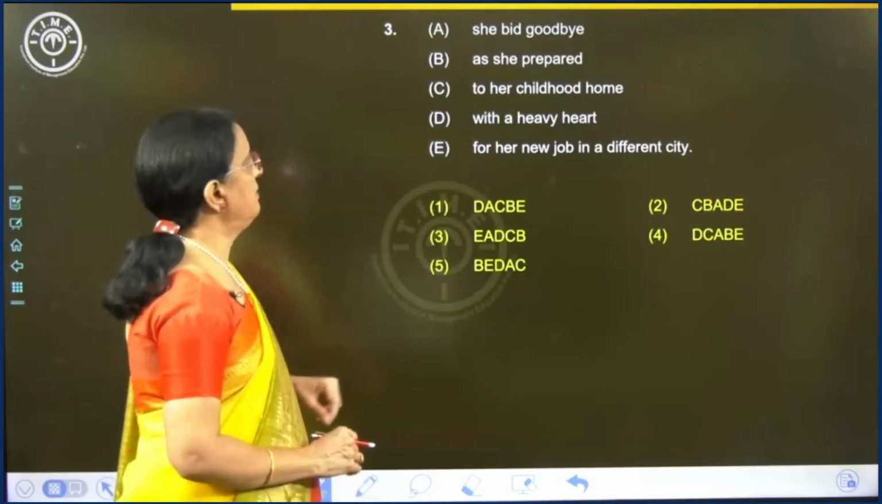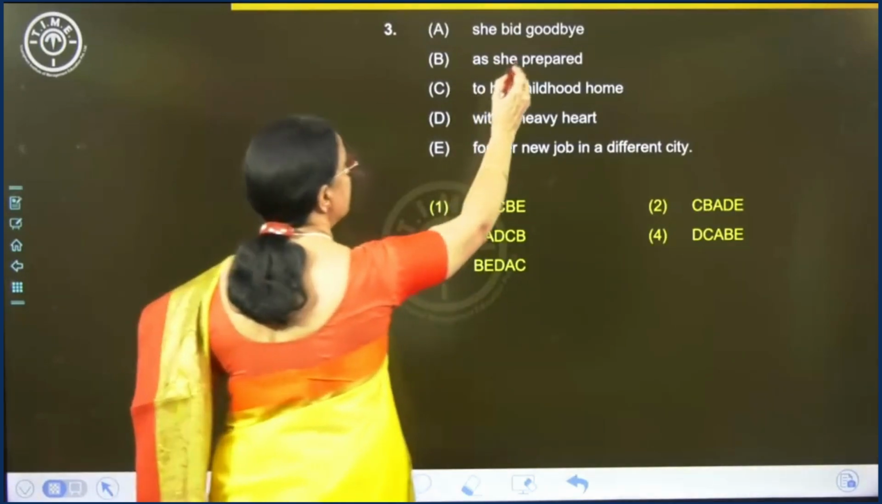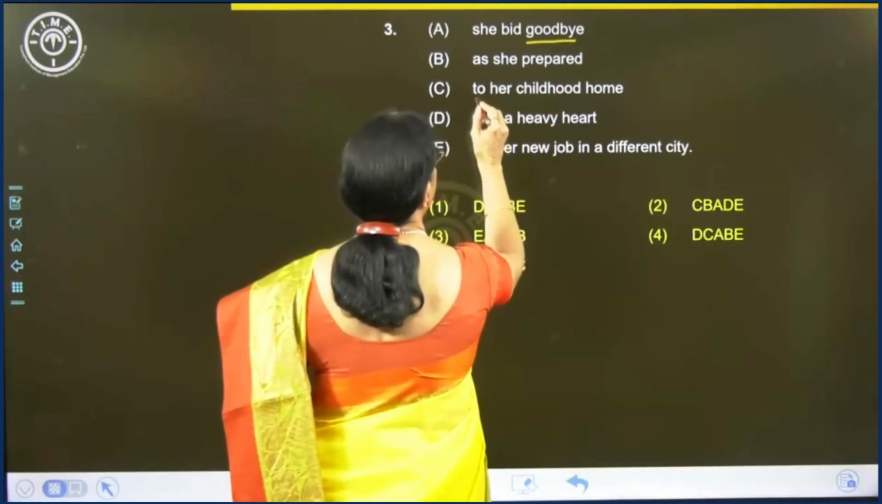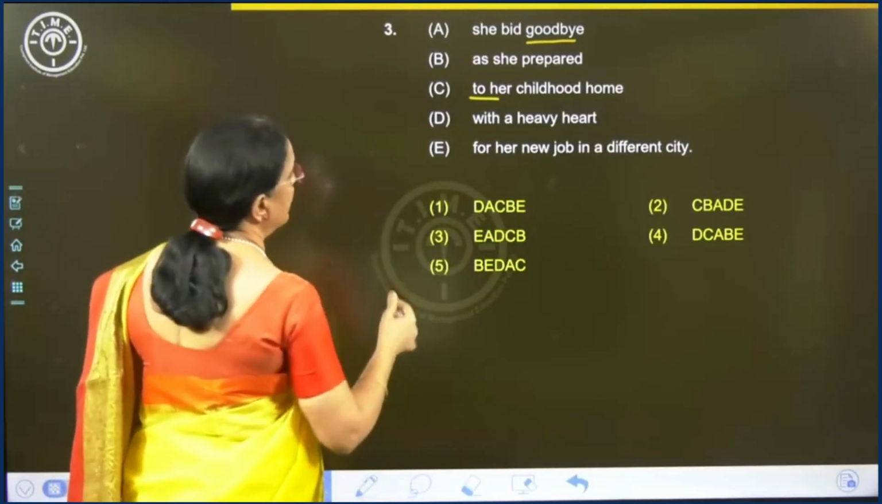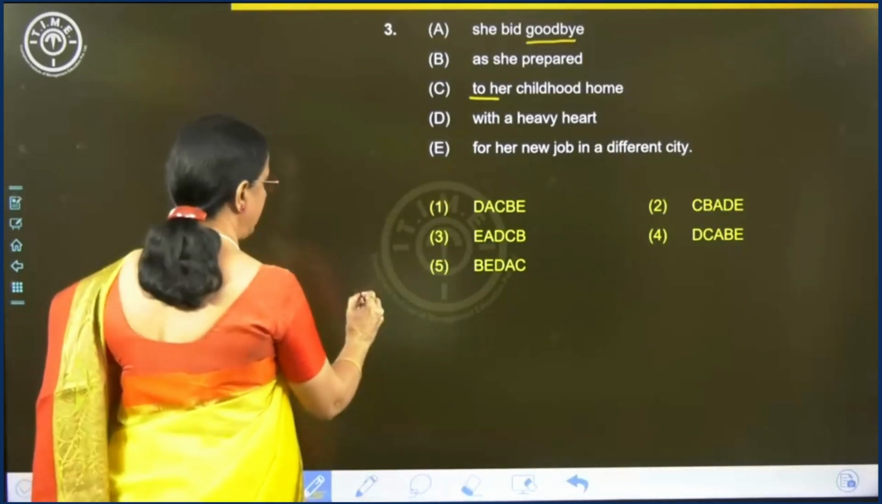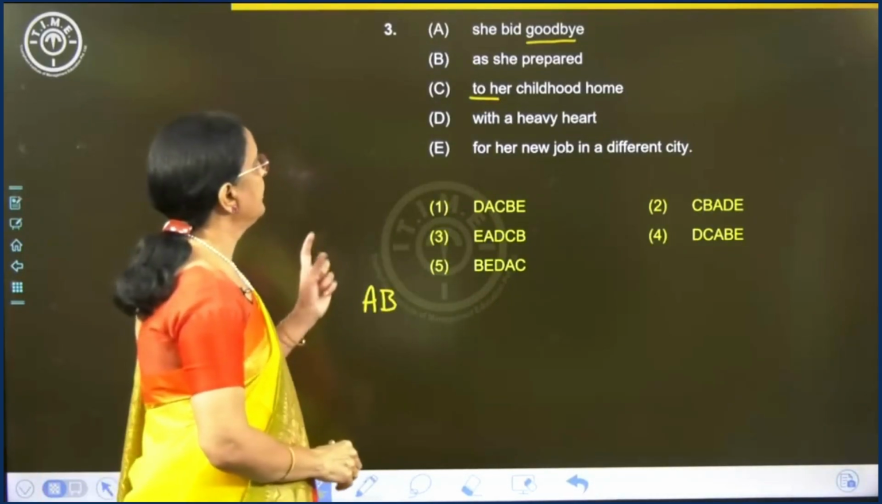She bid goodbye. Goodbye to somebody. So, what's the connection? Goodbye to her childhood home. So, I write AB. I don't know where AB comes. I'm just writing AB is the combination. I'm not taking the order. Remember. All right.